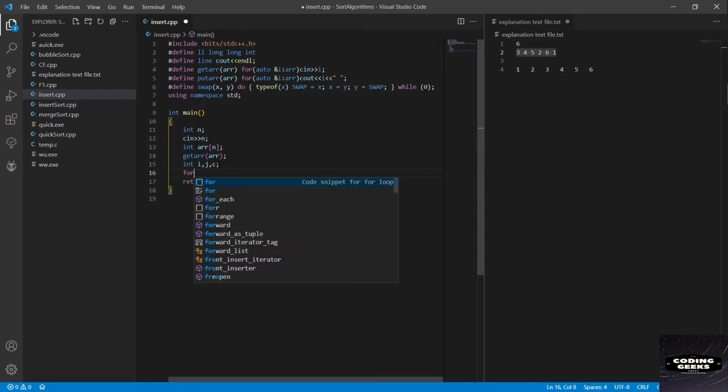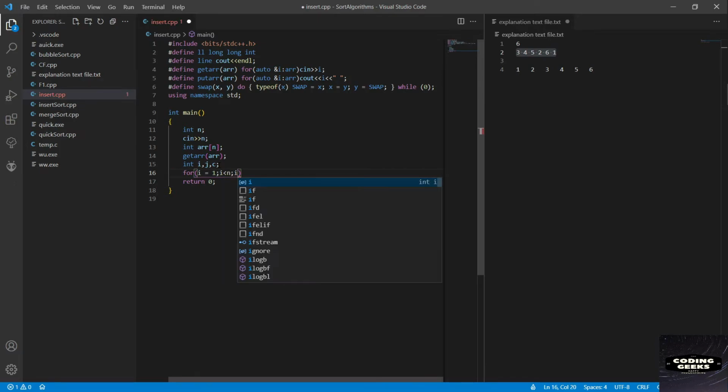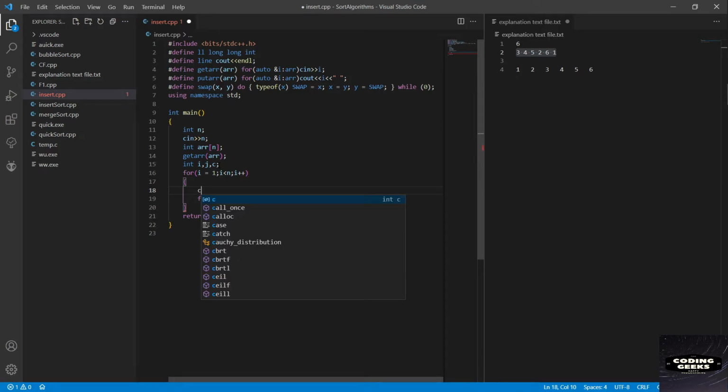So for i equal to 1, i less than n, and i plus plus, I'm going to start the loop. So what if we encounter the case wherein the condition is met? For that sake, I'm just going to put c equal to i, so that we don't have to start all over again and initialize c and put the i value in it again. So I'll just put it right here.